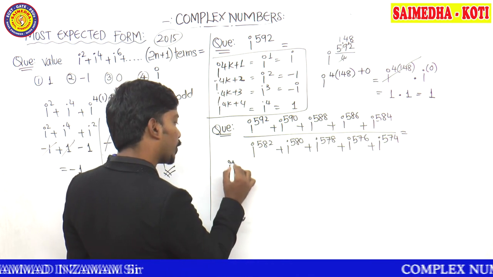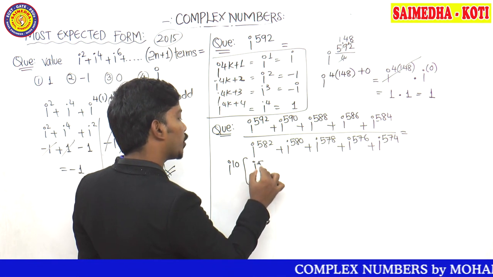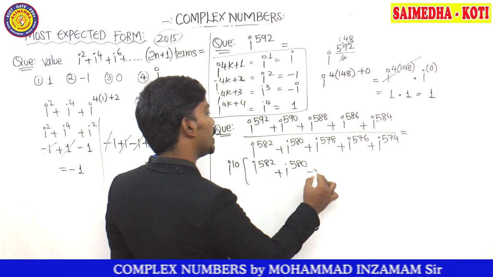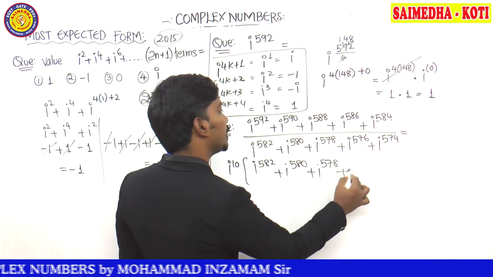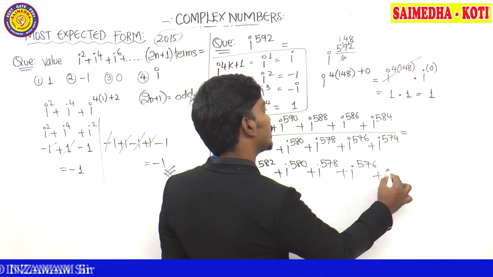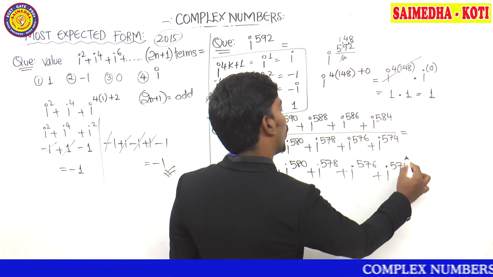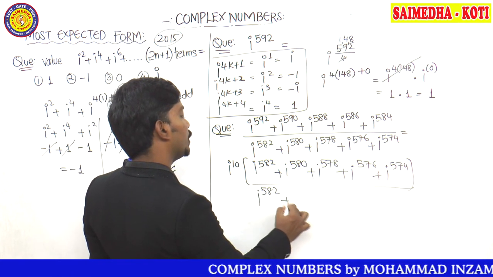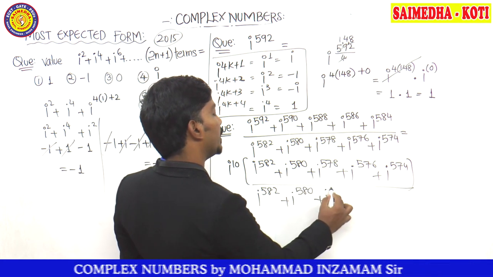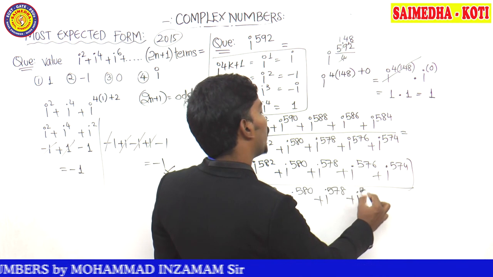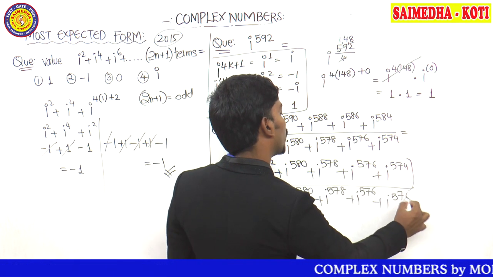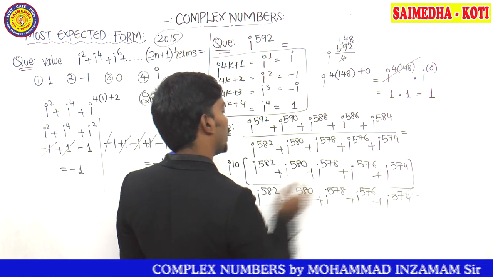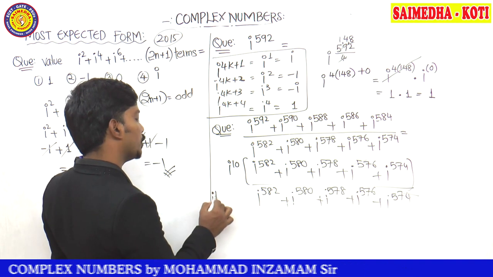That is, if I take i to the power of 10 common here, what will the numerator going to become? 10 is already there. Numerator is going to become 582, 580 and again 578 plus i to the power of 576, i to the power of 574. Whole divided by denominator as it is I am writing. What is the denominator? 582, 580, 578, 576 and 574. Now compare these two, guys. Numerator and denominator are going to become same. So this numerator and denominator get cancelled and the answer is i to the power of 10.